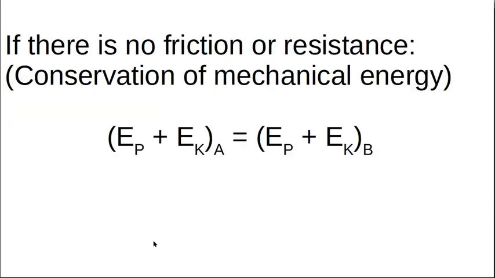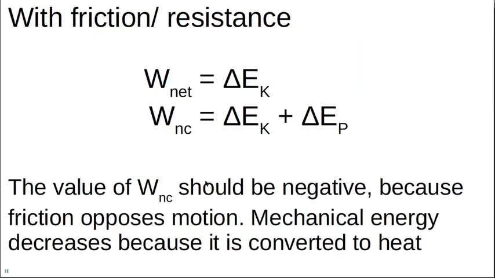This is the law of conservation of mechanical energy expressed as an equation. If there's no friction, no air resistance and no tension, the potential energy and the kinetic energy added together at A will be equal to the sum of the potential and kinetic energy at B. You can't use this if there's friction.